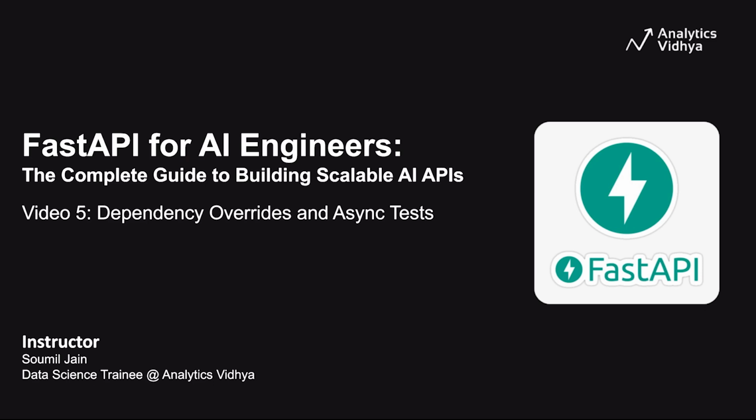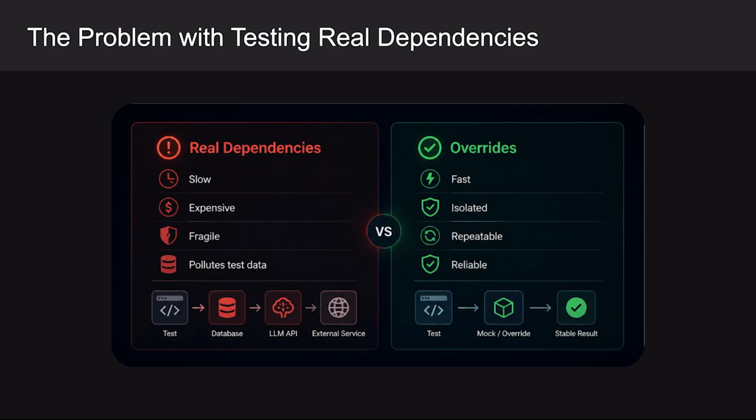In this video, we fix that with dependency overrides, FastAPI's built-in way to swap real dependencies with lightweight test versions. Let's get into it. The red panel on the left shows what happens with real dependencies and tests. Slow, expensive, fragile, and they pollute your test data. The flow below it shows why. Your test hits the database, then the LLM API, then an external service.